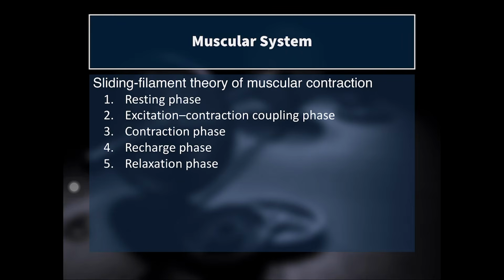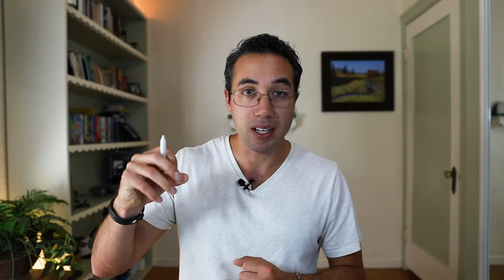And finally, the relaxation phase. The signal has stopped coming down the axon of the alpha motor neuron, and so now calcium is being taken back up into the sarcoplasmic reticulum, and that covers the binding sites, and so the myosin heads are no longer able to bind to the actin, and therefore tension is reduced, force is reduced within the muscle, and it relaxes.